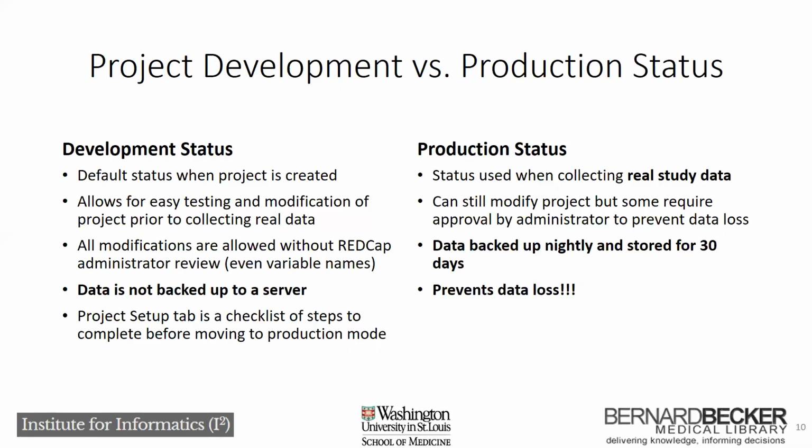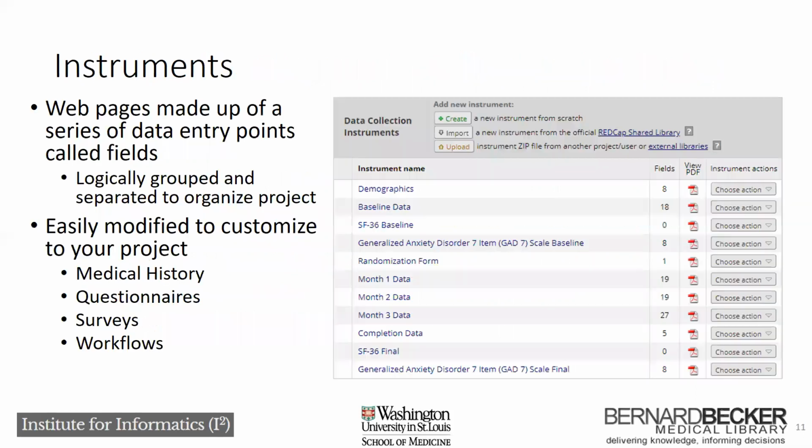When you're in production status, you can still make modifications to your project, but some modifications are required to go through an approval by an administrator, which is basically just to prevent you from losing data. But you can still make modifications after switching from development to production status.